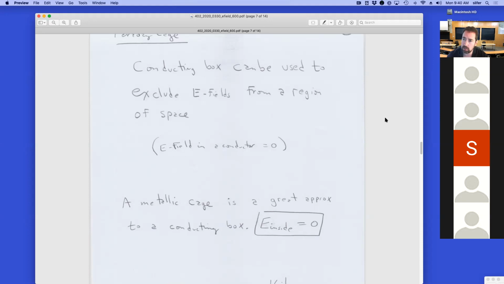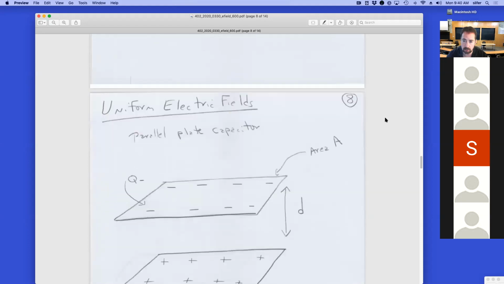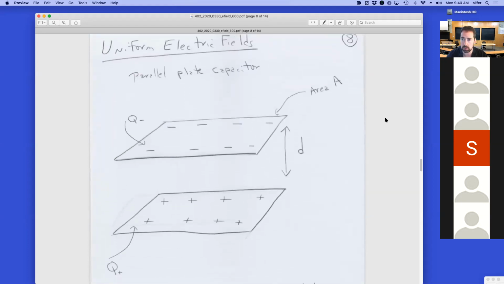All kinds of application in radio transmissions, and if you want to protect yourself from the electromagnetic waves of the RF spectrum, you can create these Faraday cages. Really nice application of this simple concept.